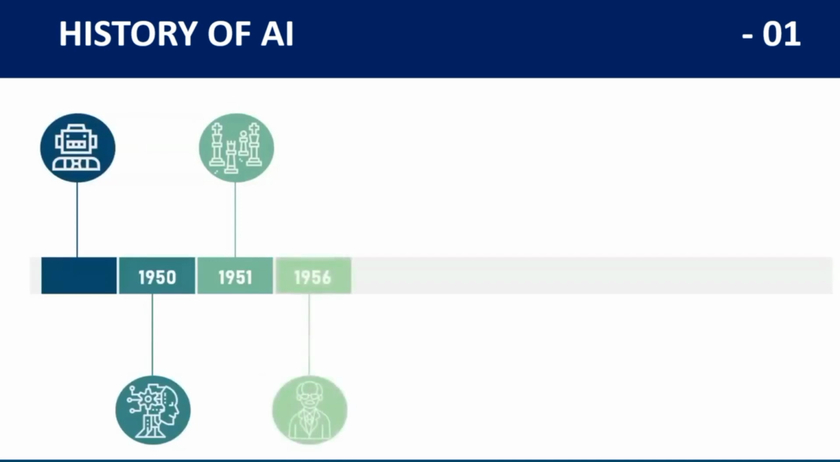This is followed by the year 1956. Now, this is probably the most important year in the invention of AI because in 1956, for the first time, the term artificial intelligence was coined. All right. So the term artificial intelligence was coined by John McCarthy at the Dartmouth Conference in 1956.